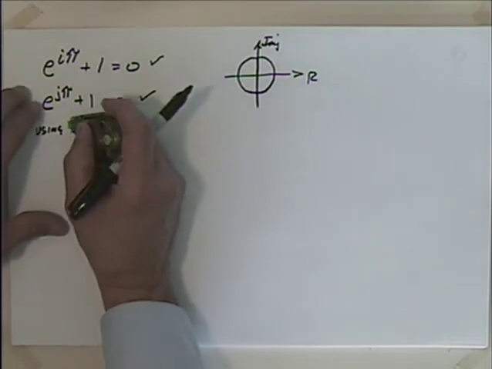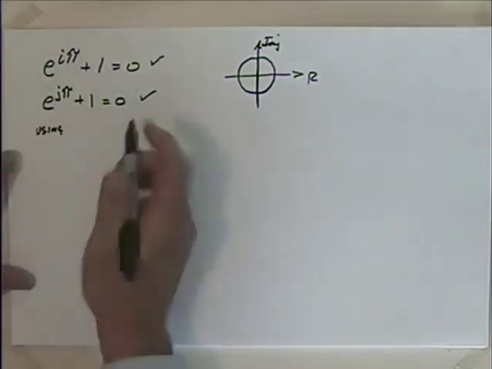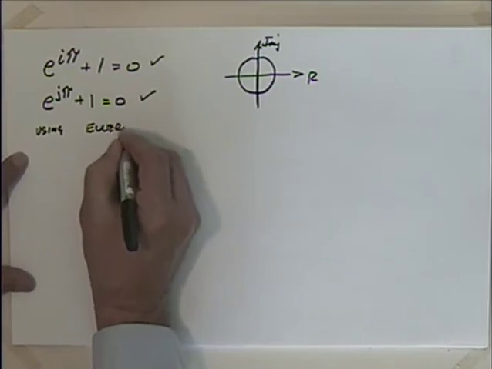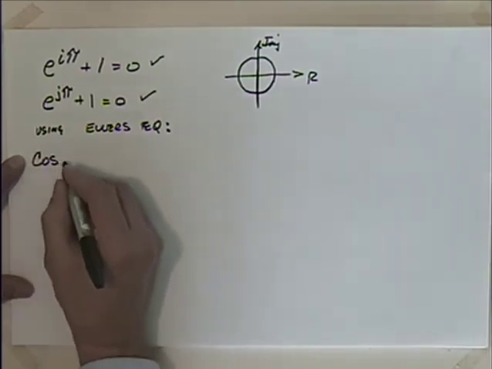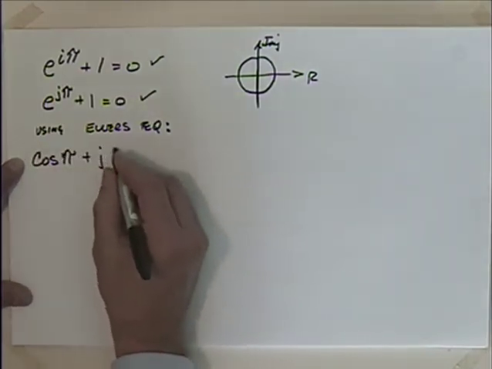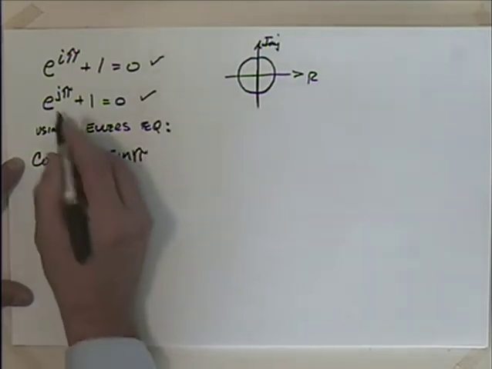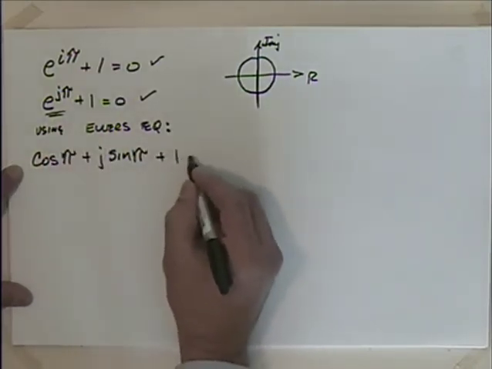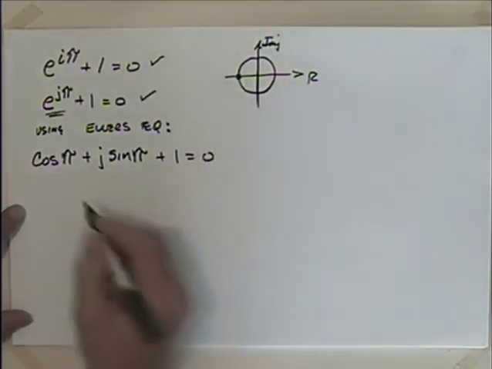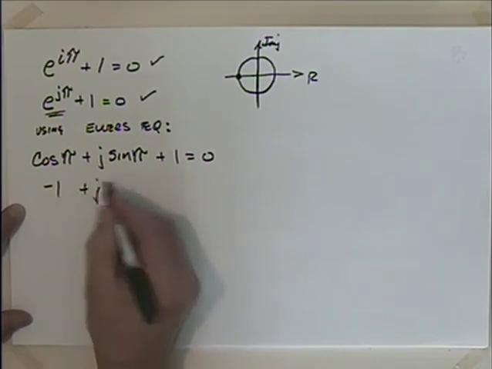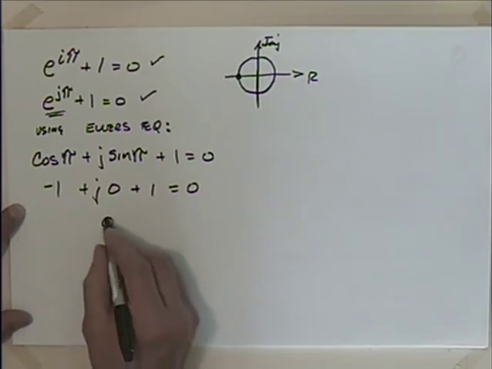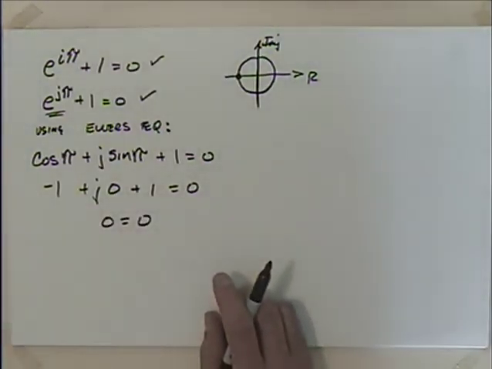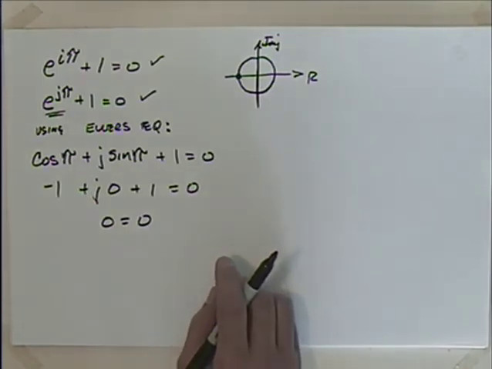Oops, there I did it, tried to spell Euler with an O. Using Euler's equation, I would have the cosine of pi plus j times the sine of pi, so I'm using Euler's equation on that term, plus 1 is equal to 0. What's the cosine of pi? I'm over there, aren't I? So that is minus 1. Plus j, what's the sine of pi? That's 0. Plus 1 is equal to 0. Indeed, 0 is equal to 0, isn't it? So Euler's identity, certainly interesting. You can appreciate that probably more now.